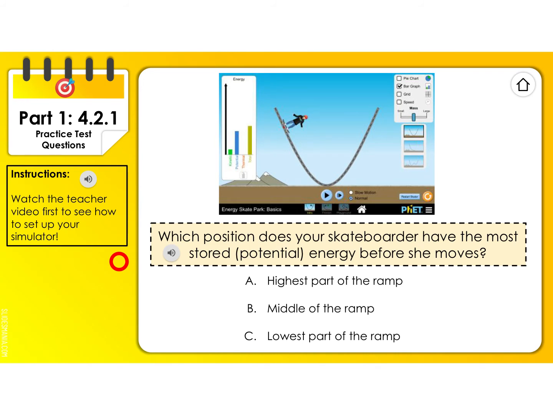And this time you're going to say what position does your skateboarder have the most stored or potential energy before she moves. So you're going to again circle the answer that you think is correct there.